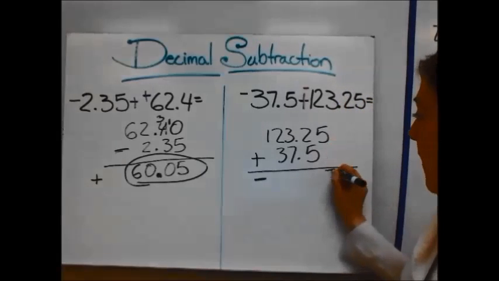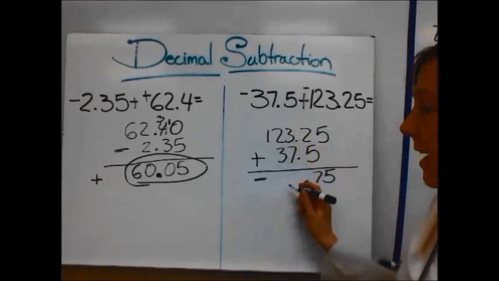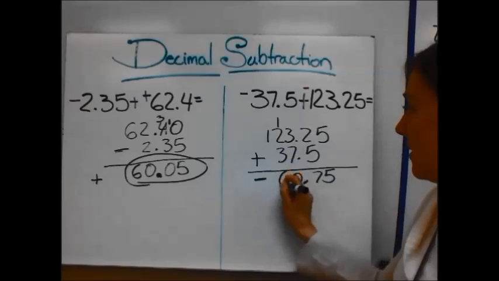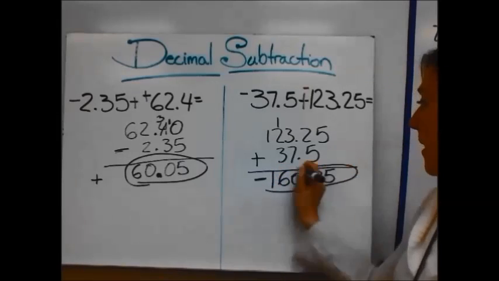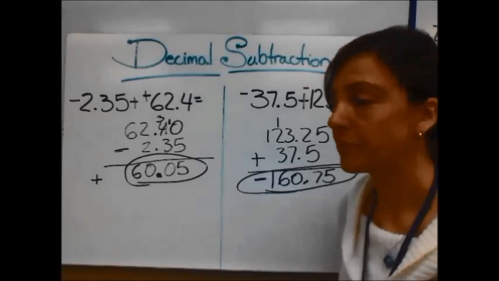Okay, 5 plus 0 is 5. 5 plus 2 is 7. 7 plus 3 is 10. 3 plus 2 is 5. Plus 1 is 6. Negative 160 75/100.